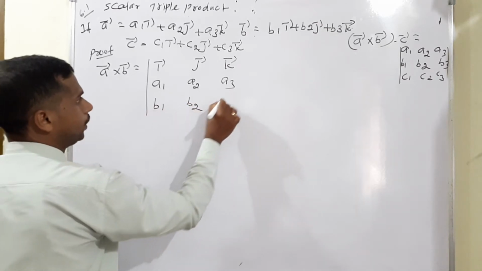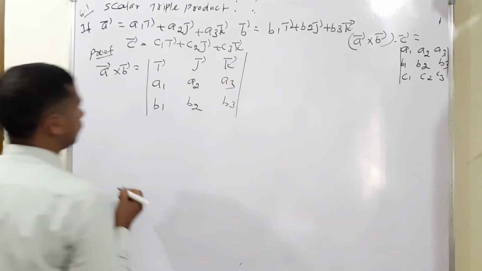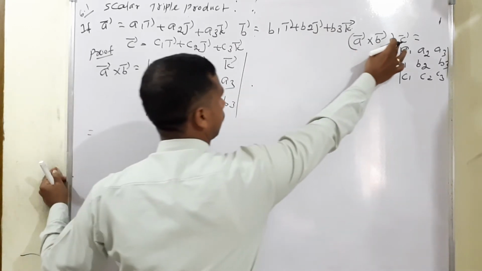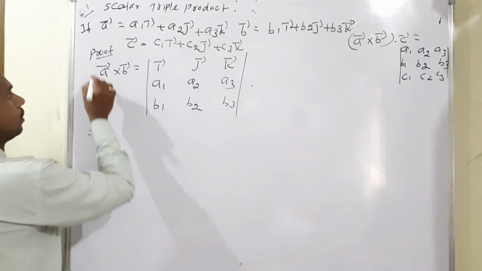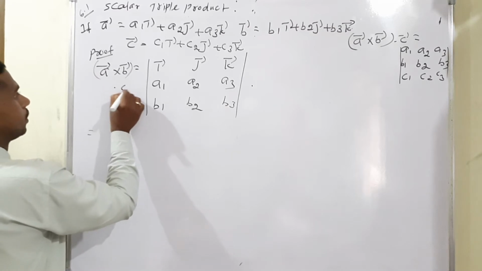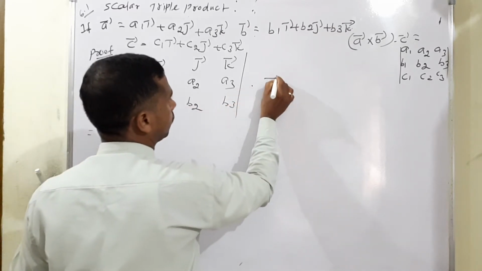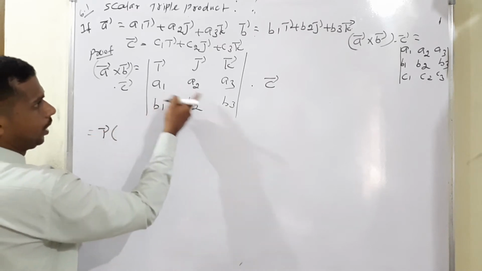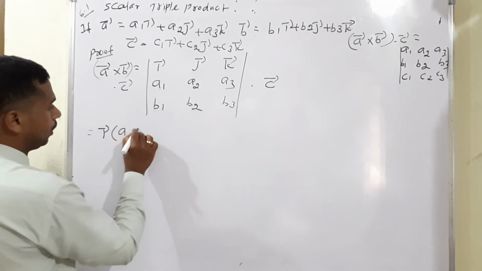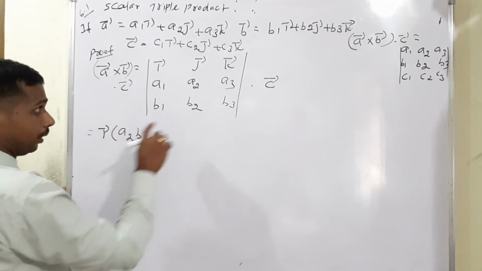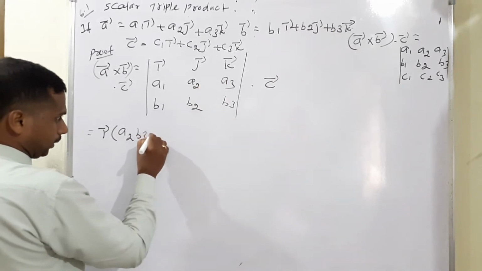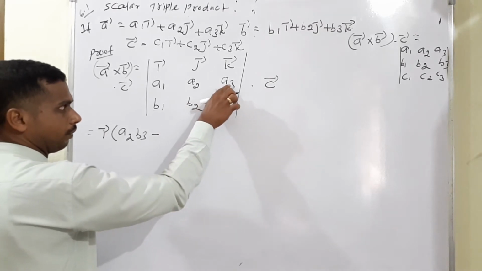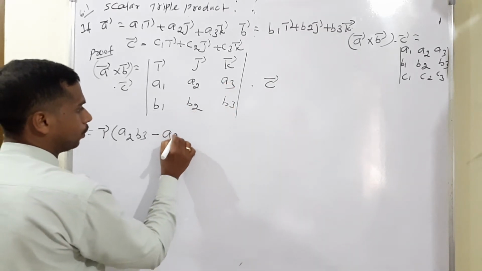B1, B2, B3. Dot C vector also is there, isn't it? So I will write it here, dot C vector. Now i vector into A2 B3, then cross product means the common minus will be added. A3 we can write now, starting with A means A3 into B2.